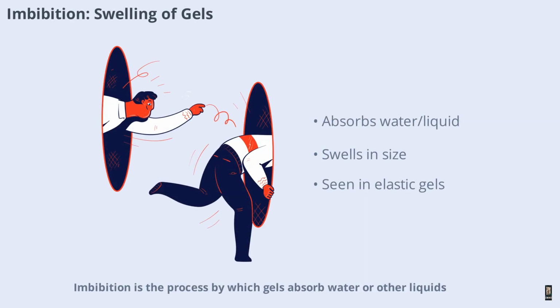Imbibition is the process by which gels absorb water or other liquids, causing them to swell. This property is particularly evident in elastic gels, which can take in significant amounts of liquid and expand in size. Non-elastic gels, however, do not show imbibition. This ability to absorb and retain water makes gels useful in various applications, from food products to medical dressings.